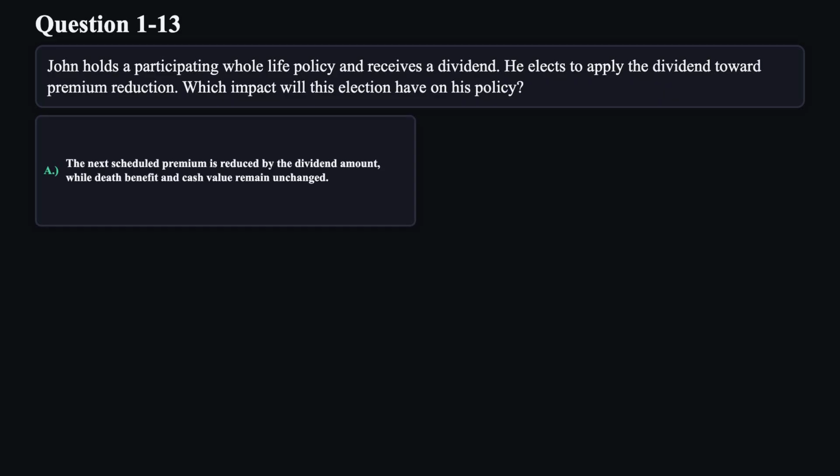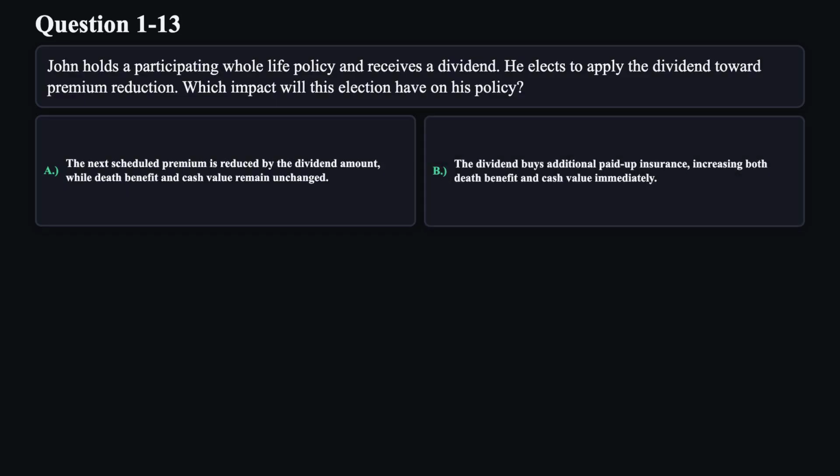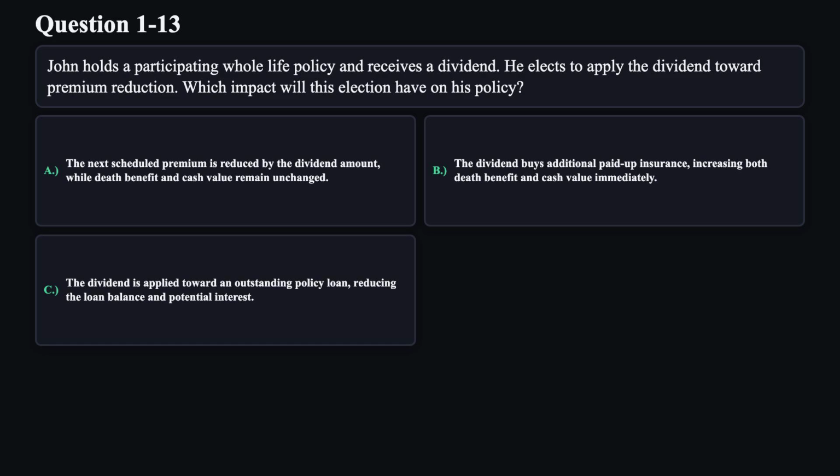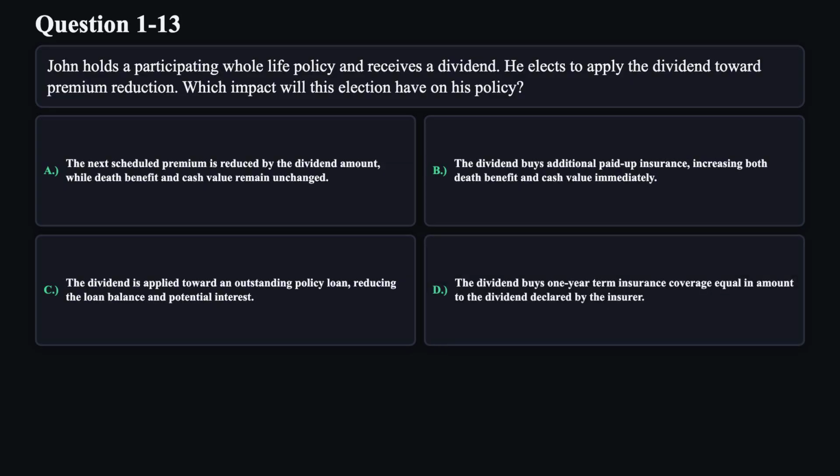A. The next scheduled premium is reduced by the dividend amount, while death benefit and cash value remain unchanged. B. The dividend buys additional paid-up insurance, increasing both death benefit and cash value immediately. C. The dividend is applied toward an outstanding policy loan, reducing the loan balance and potential interest. D. The dividend buys one-year term insurance coverage, equal in amount to the dividend declared by the insurer.